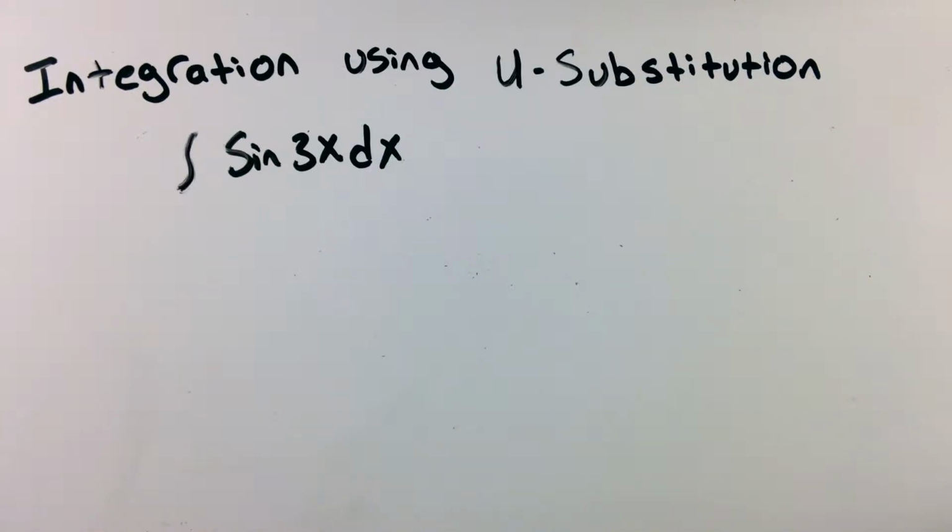The goal of integration using U-Substitution is to take an integral that is complicated and turn it into an integral that is not so complicated. So right here we have the integral of sine of 3x dx. Now, I know I can solve the integral of sine of x, and so my goal is somehow to turn this integral into something that is easier to solve.